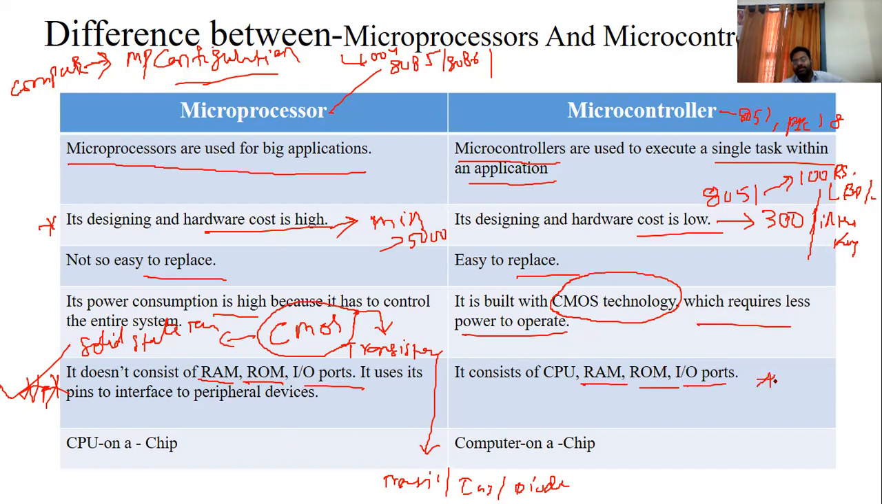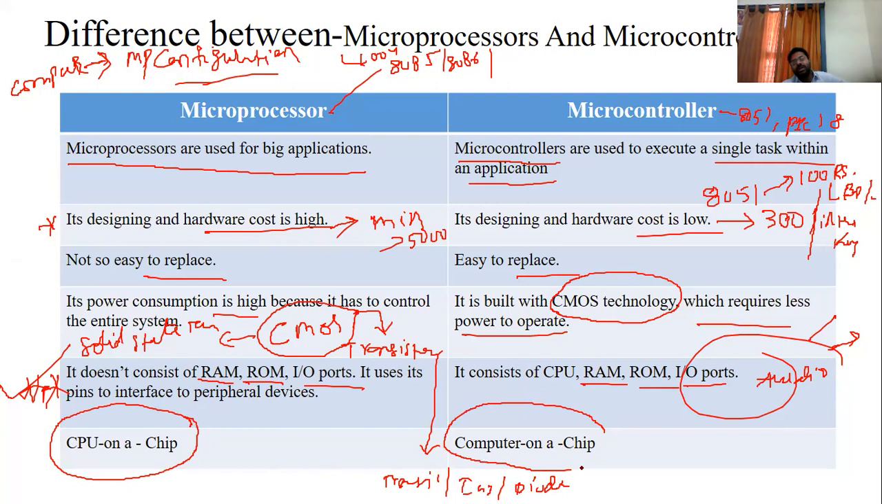Like an Arduino. You know the Arduino. An Arduino has RAM, ROM, as well as input output; you directly connect the I/O ports to this device. That's why a microprocessor can simply be called a CPU on a chip, but a microcontroller you can call a computer on a chip. Remember this word, computer.